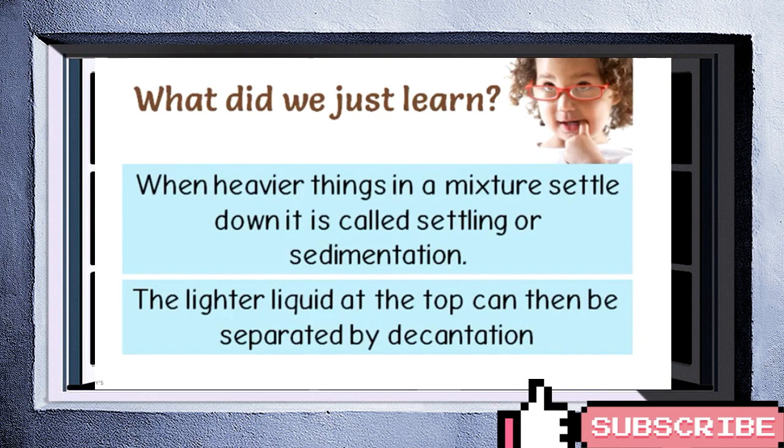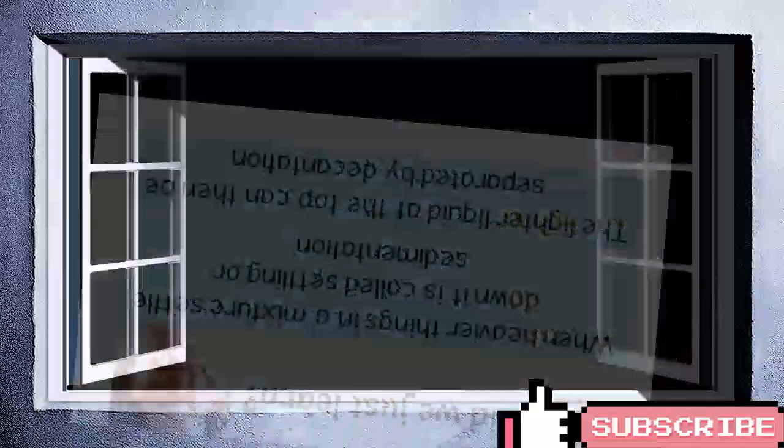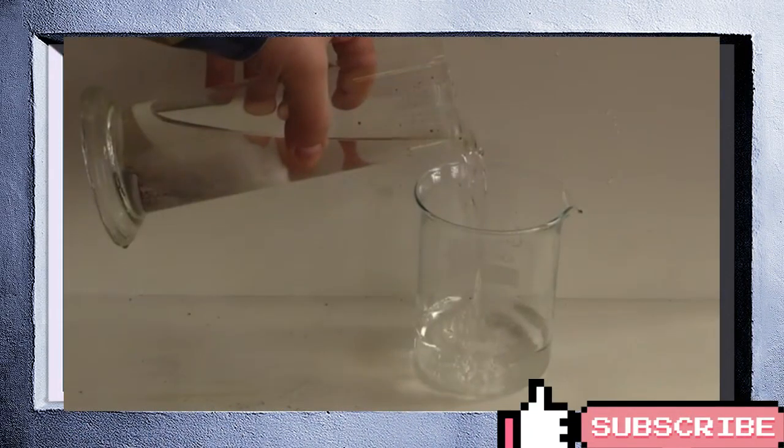And now it is time to separate it. So how can we separate it? Now let's take another beaker and pour that water into that beaker very carefully until the mud comes. So what do we observe now? We observe clean water in one beaker and mud in another beaker. This process is known as decantation.